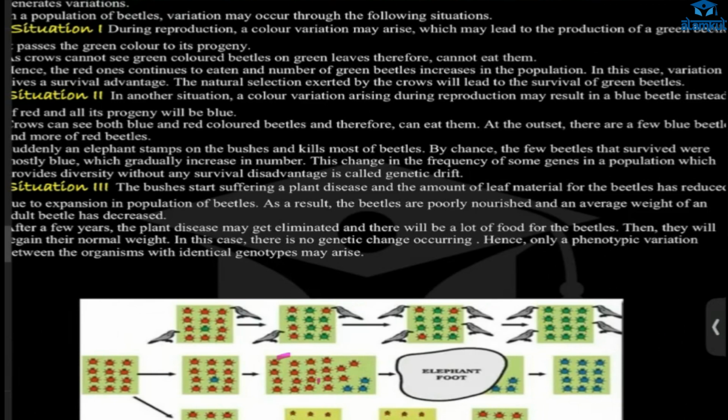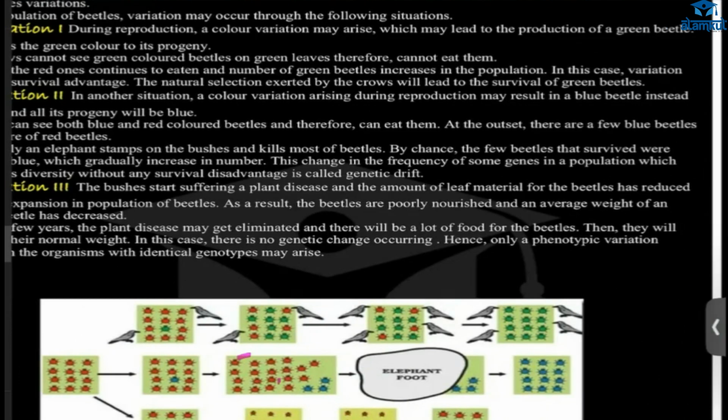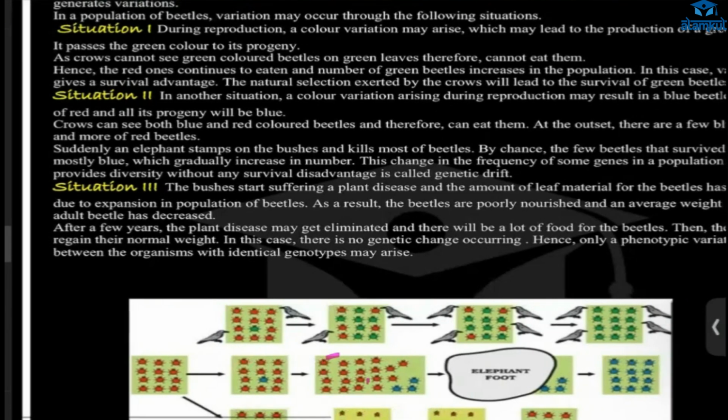It will eat only the red ones. So the red beetle population will keep decreasing, and after some time only the green beetle population will be there. This is natural selection, survival of the fittest. In this first case, the variation is helping the green beetle to survive.